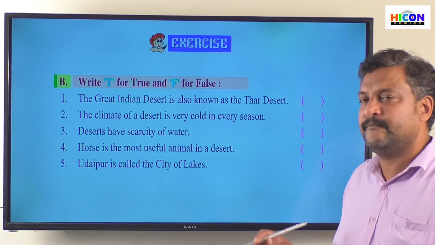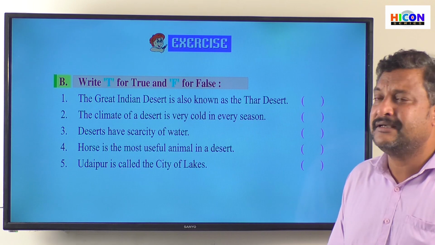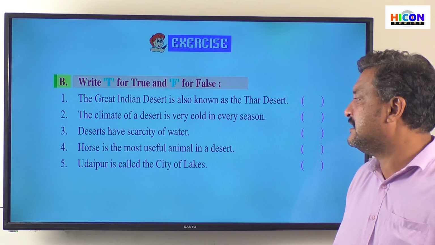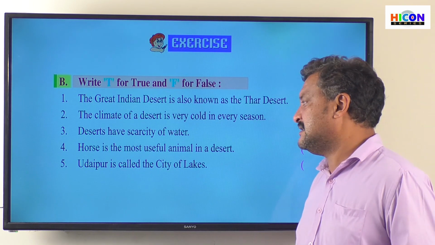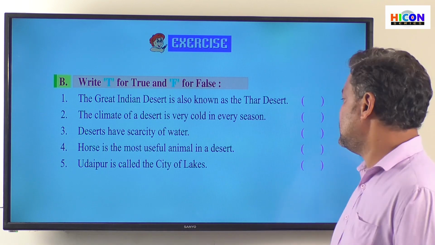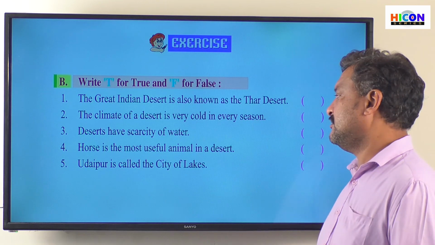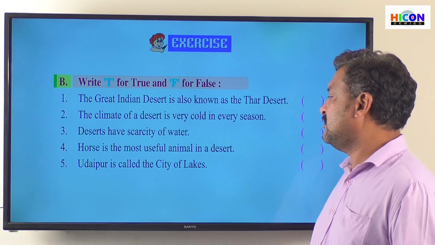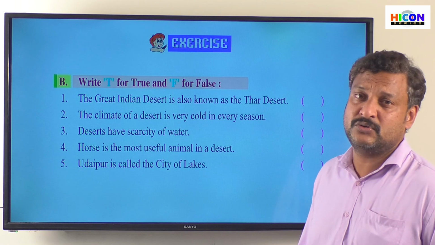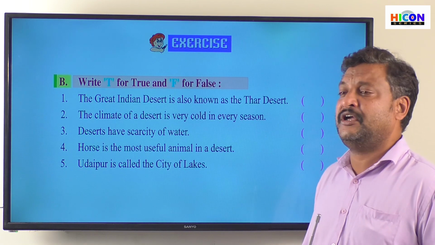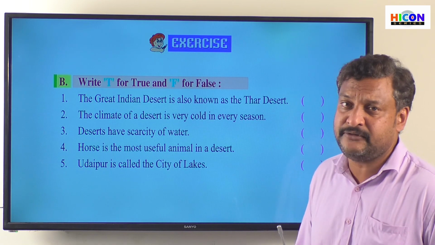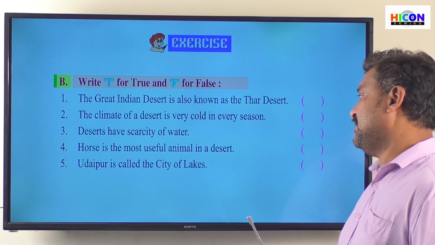Was it a horse? It was not a horse, but it was a camel. So camel is the most useful animal in a desert and not a horse. So this answer is false. It's a false statement. Udaipur is called the city of lakes. True. There are a lot of lakes there in Udaipur, by which it's also called the city of lakes. So that's a true statement.